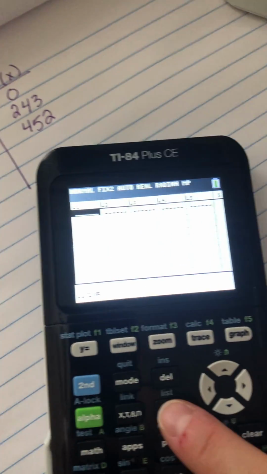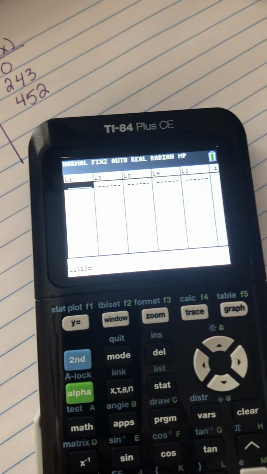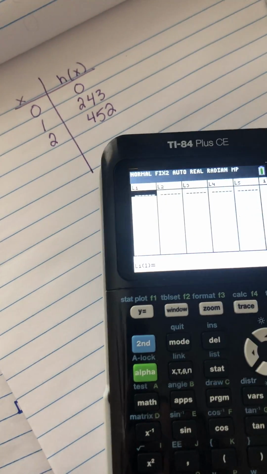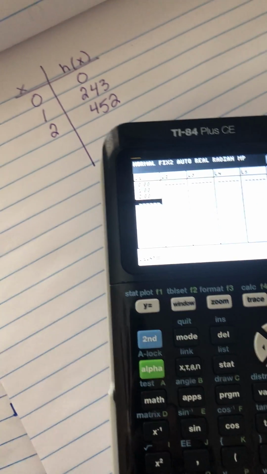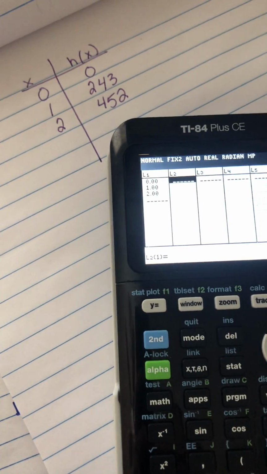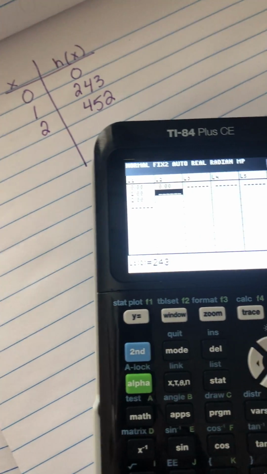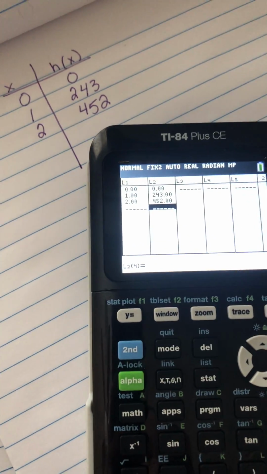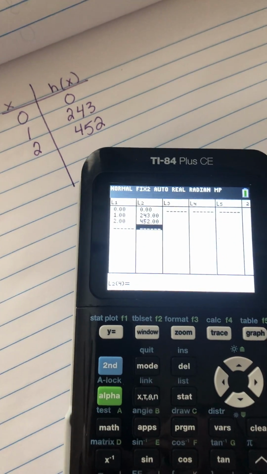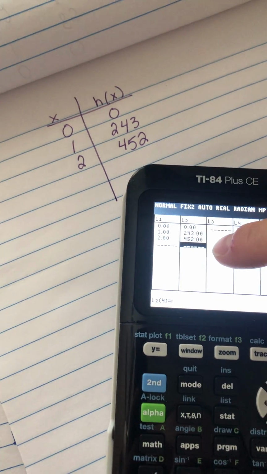So we go into this button called Stat, and it gives us this option, and we just hit Enter on Edit. And I'm going to put these exact coordinate points in. So for list 1, I'm going to put the x's, and then next to them in list 2, I'm going to put the y's. So it was 0, 243, 452. So just double check, because I think the biggest mistakes people make on these is we put the wrong numbers in and get it wrong. So 0, 0, 1, 243, 2, 452.